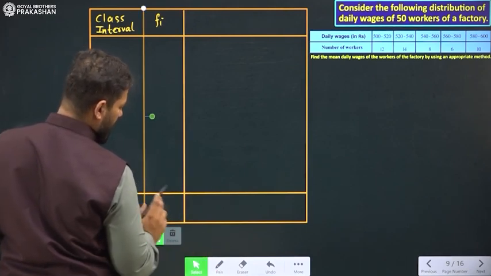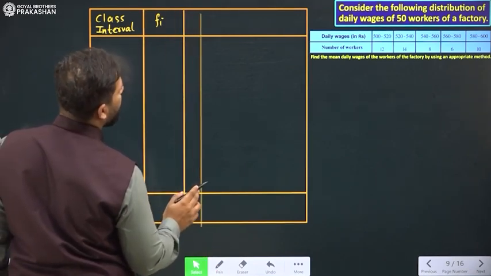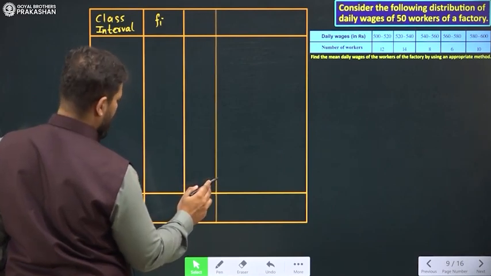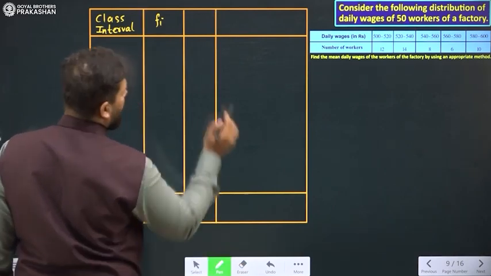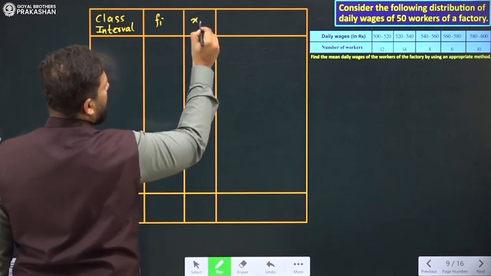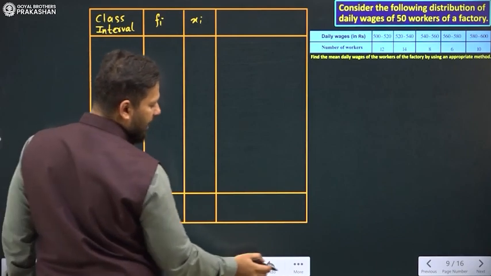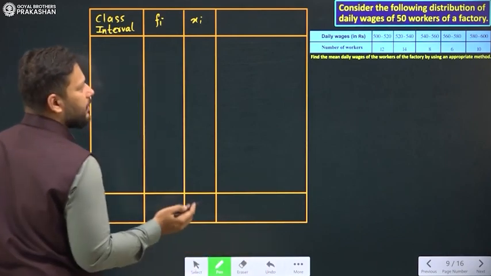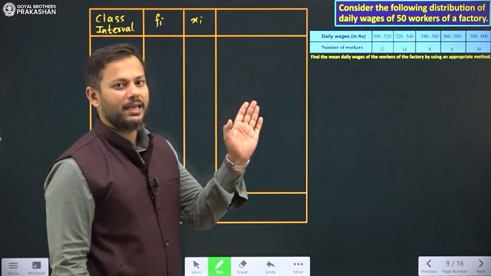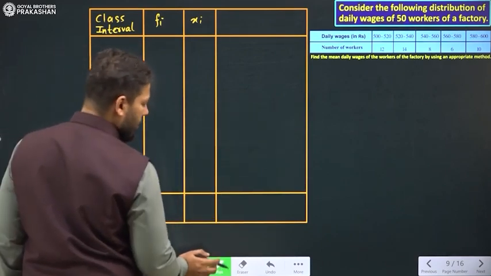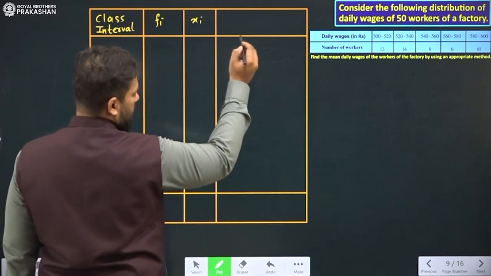After that, what do we have? After Fi we write Xi, that happens to be the class mark, and we know it's quite easy to find the class mark. Let us first name it as Xi. After Xi, what do we get? We get Di. Di is simply the difference between all the Xi's and the assumed mean. We'll take the assumed mean later. Before that, let us just write Di.